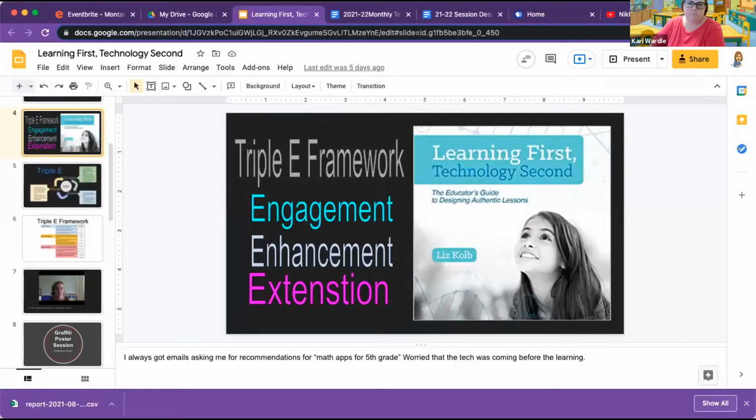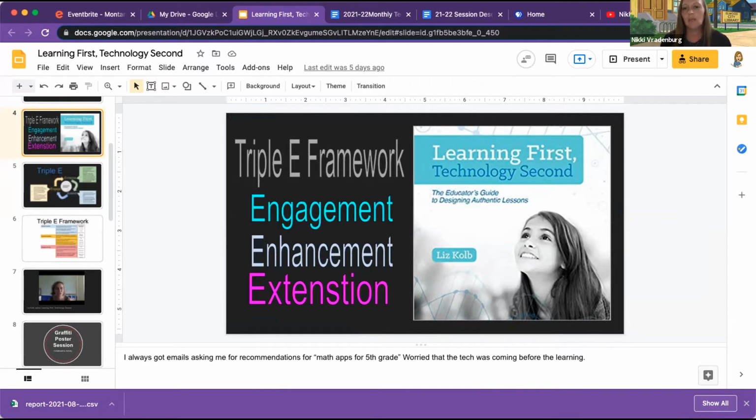So I'll go first and share the framework that I've found the most useful. This is called the Triple E framework, and it was in the book Learning First, Technology Second, which is written by Liz Kolb. It's the idea that we look at a tech tool and apply three filters to it: engagement, enhancement, and extension.